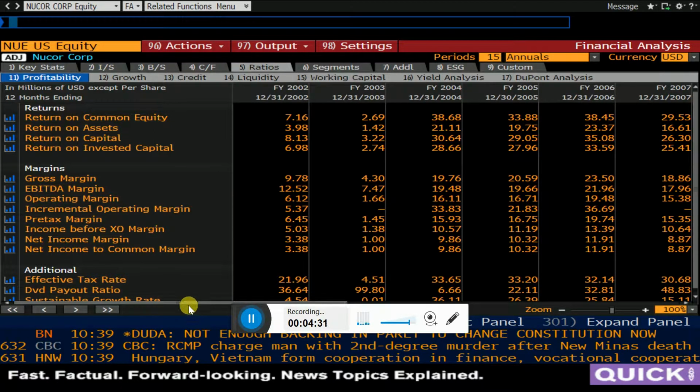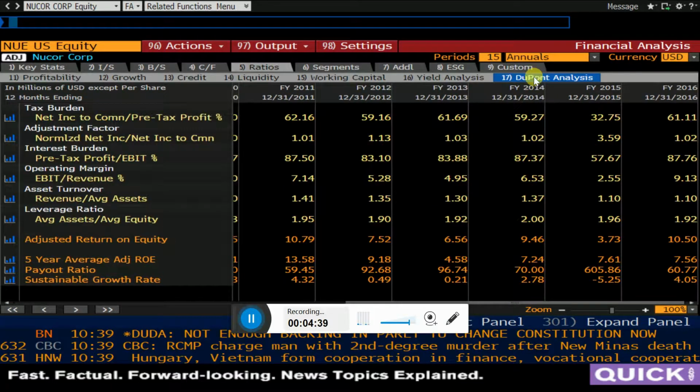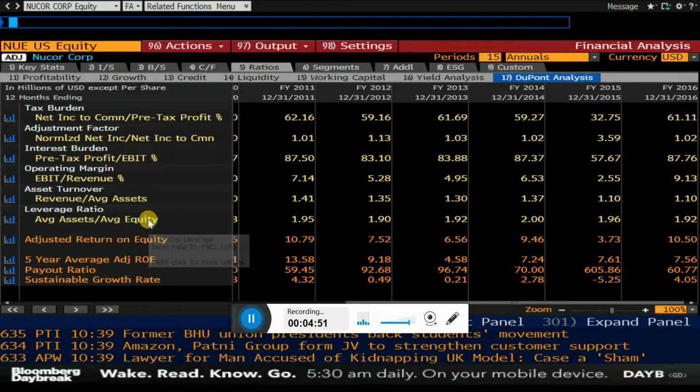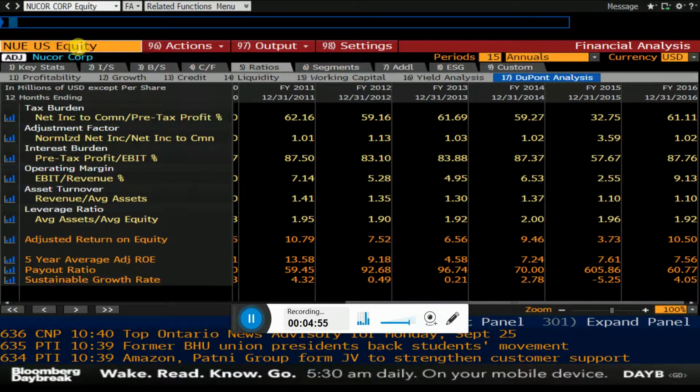and see how well they've been doing in their ratios. You can look at different types of analysis also, like a DuPont analysis. It gives you an idea of their asset turnover, leverage ratio, which is important in knowing how well they're doing in their industries. You can look up their company filings as well by typing in CF.